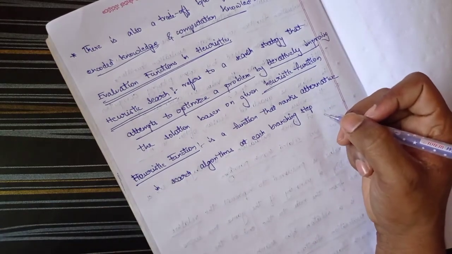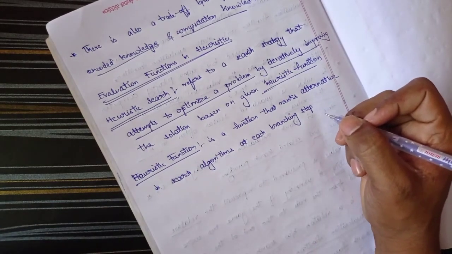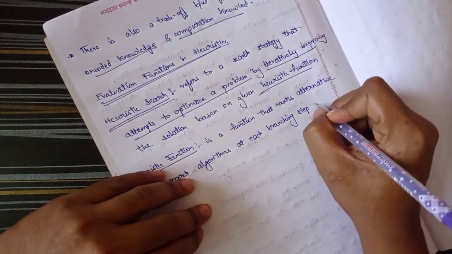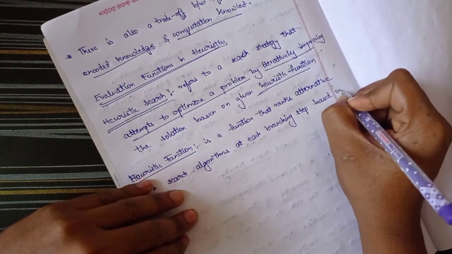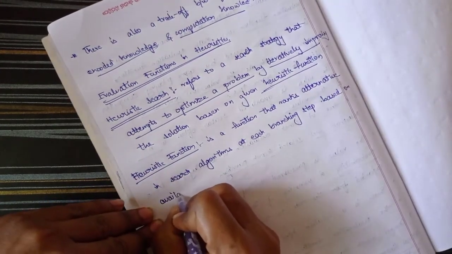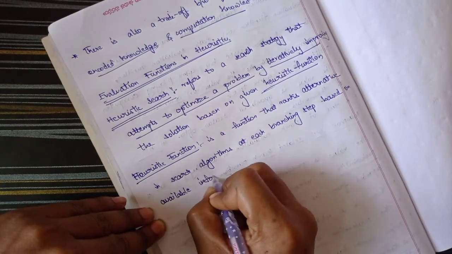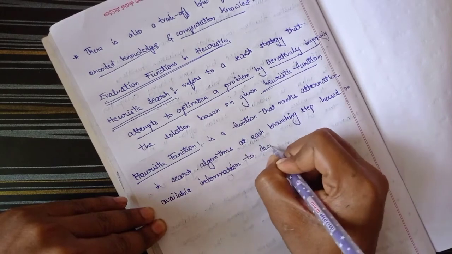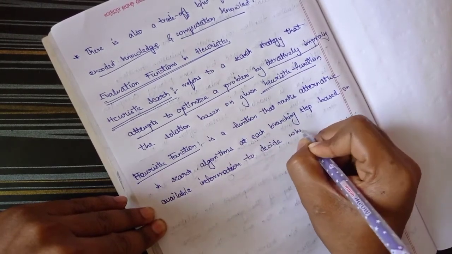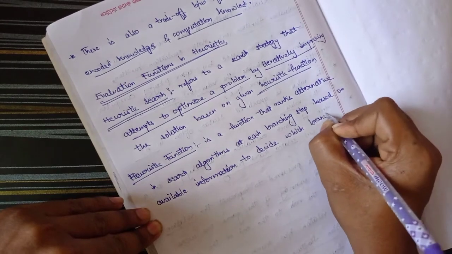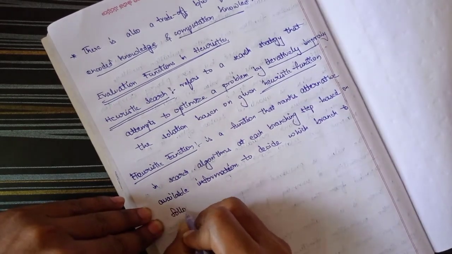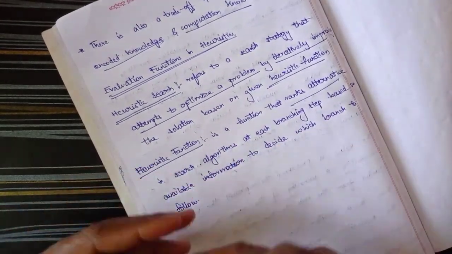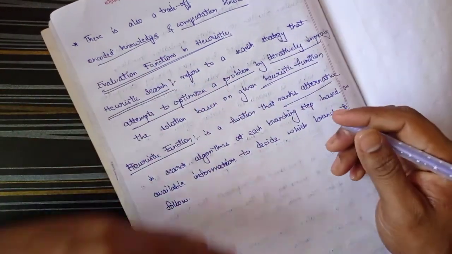I will take one standard example from the textbook itself, so don't worry about heuristic search and heuristic function. Based on available information, it decides which branch to follow. That is what a heuristic function says: we rank alternatives in the search algorithms at each and every step in a graph.